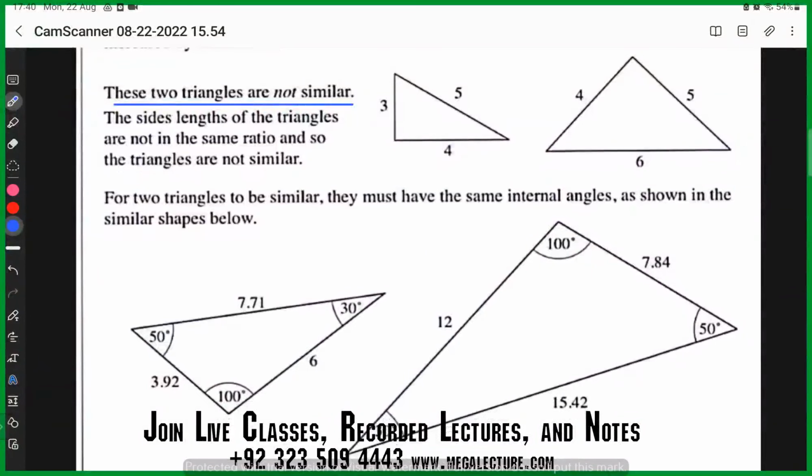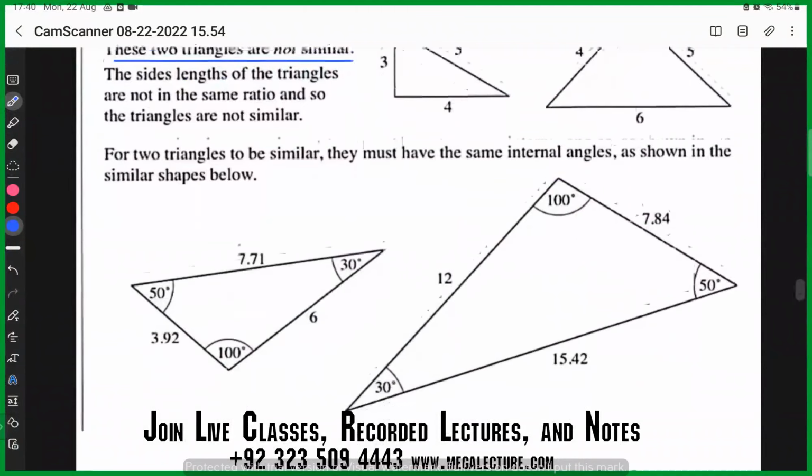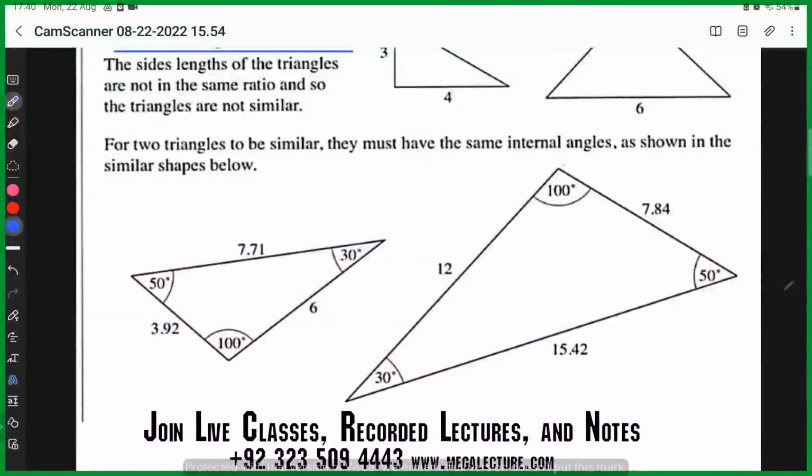And number two, for two triangles to be similar, they must have the same internal angles. The two triangles are not congruent. That is obvious. This triangle is not congruent to this one. But even if you are not able to understand it through the ratio, what you can see is this is 100, this is 100, this is 50, this is 50, this is 30, this is 30. So either the three angles must be the same, 100, 100, 30, 30, 50, 50, or the ratio thing should be the same. You can check both of these or one of these two, and if it holds, you can say that the two triangles are similar.